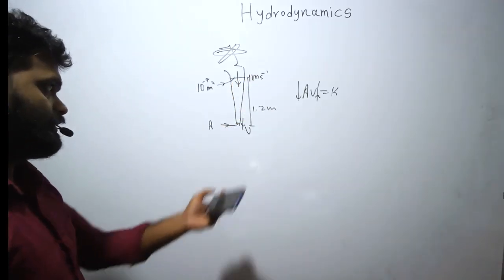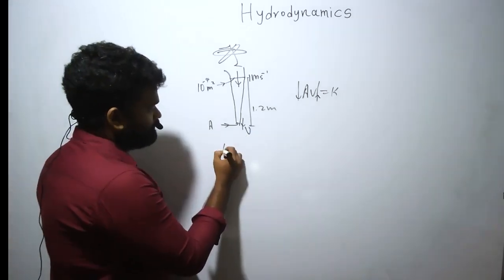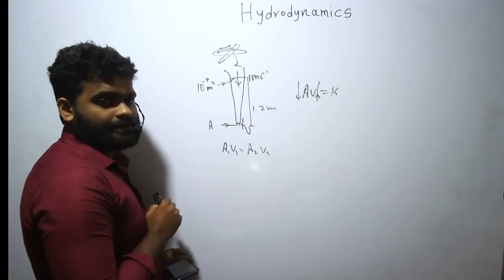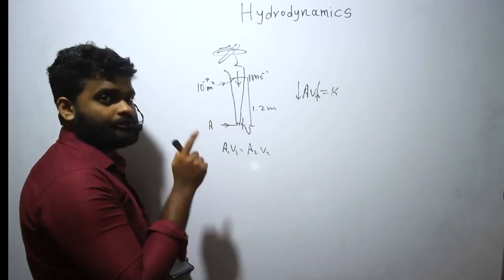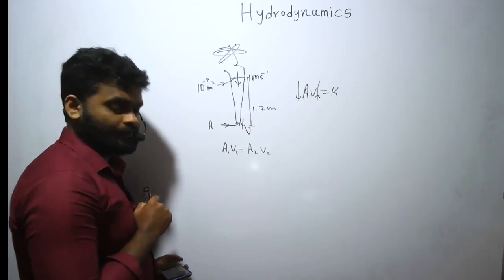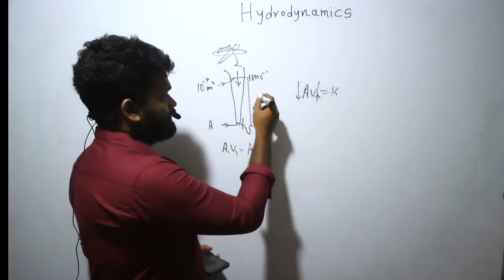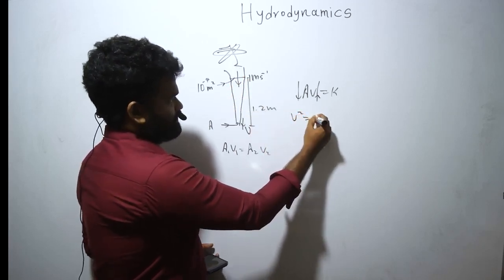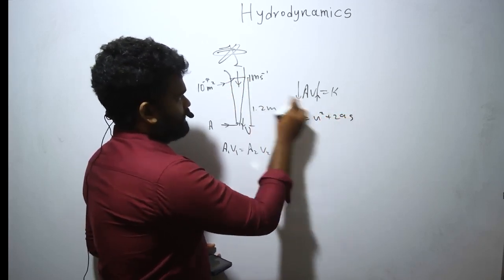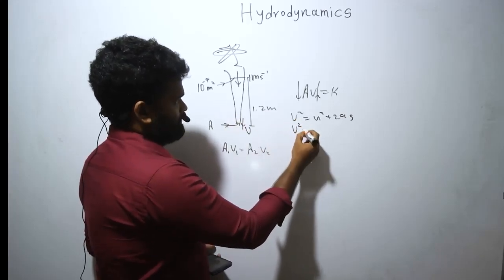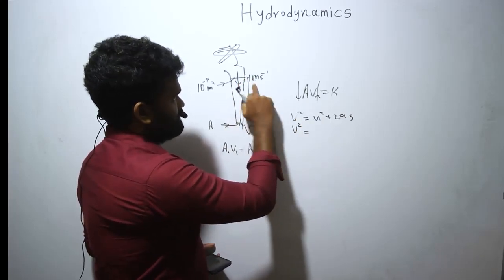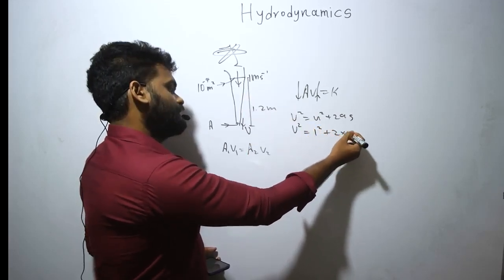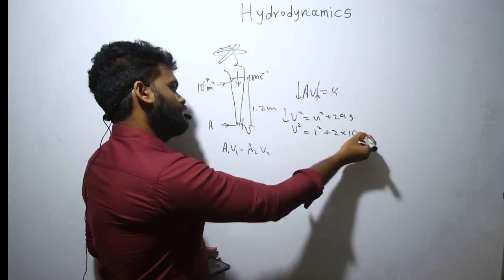So simply you just have to apply the continuity equation. A1 V1 equals A2 V2. Before finding that, we don't know A or V. You need to find V first, right? So how do you find that? To a water particle, just apply this motion equation. So the water is falling under gravity, right? So U is initial velocity, that is 1, right? Not 0. V squared equals 1 plus 2 times g times h. This is gravity, so 10. Height is 1.2.